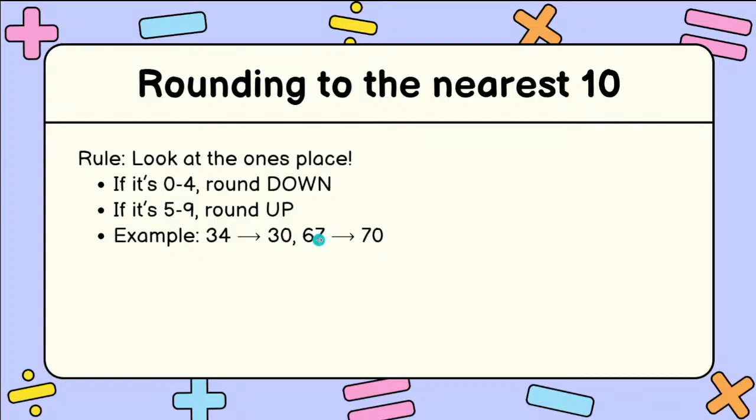Now we have another example. We have 67, and we're rounding 67 to the nearest 10. First we have the 6 in the tens place, and then we have the 7 in the ones place.